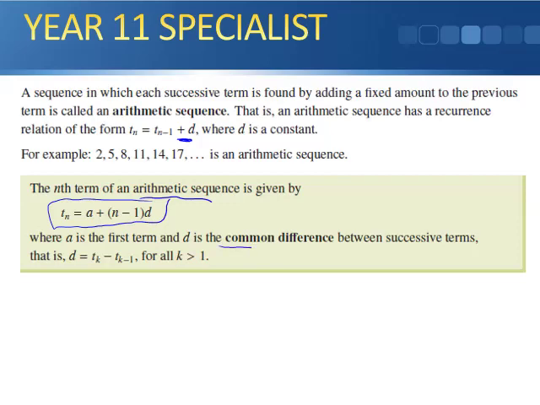T of n equals a plus (n minus 1)d. D is the common difference, a is the first term. And we can find D, the common difference, by subtracting the first term from the second term, 5 minus 2, and we get 3, and they should all be the same. 17 minus 14 equals 3, so it doesn't matter where you do it. Okay?